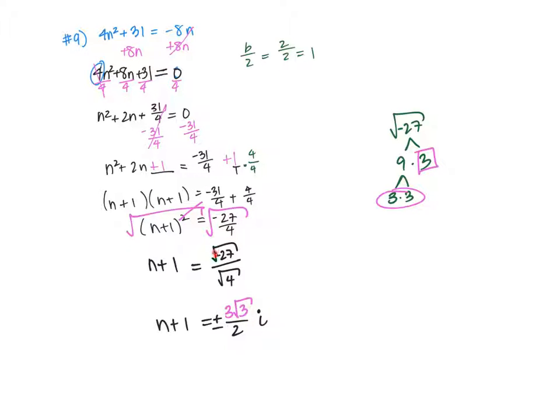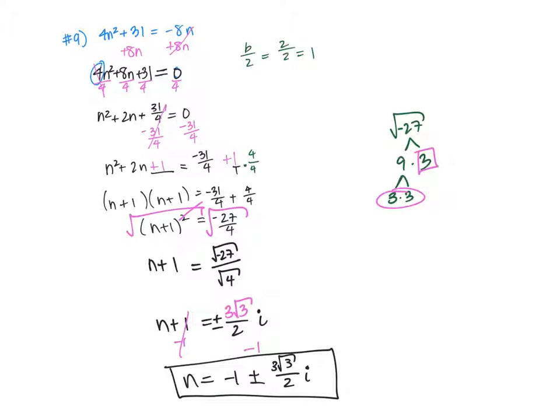So because there was a negative, I needed the i. Because you took a square root, needed plus and minus. And then I'm done with that part. Now I have to subtract the 1 over. And so I really have n equals, these two are not like terms, so I'm just going to bring down the negative 1 because that's my real number, plus and minus 3 square root of 3 over 2 i. And voila, I have my answer.